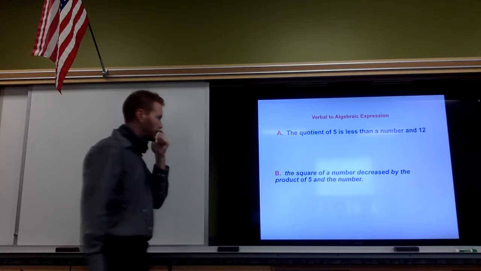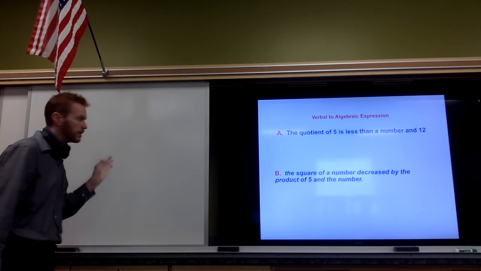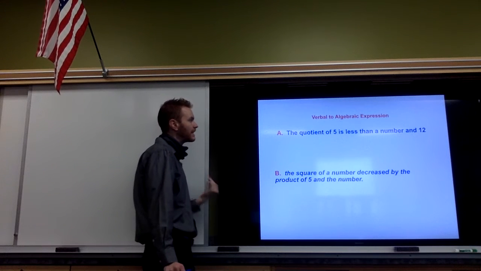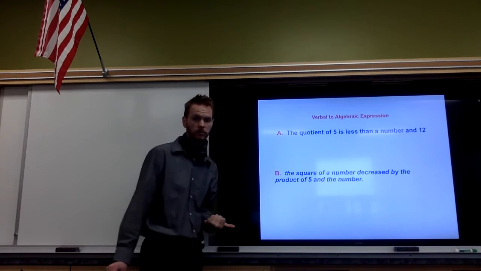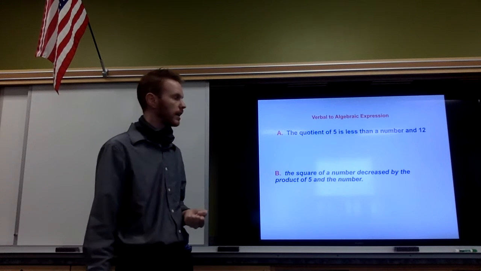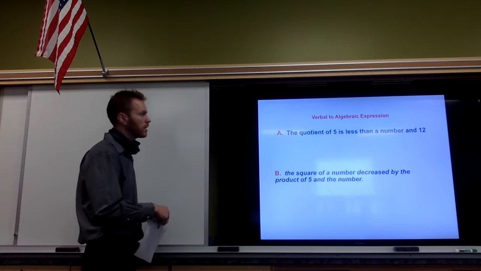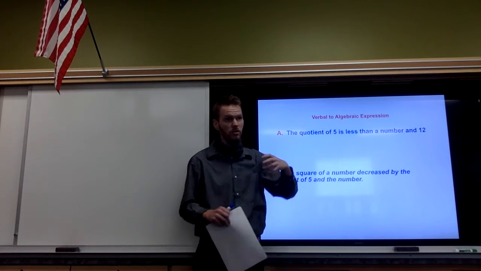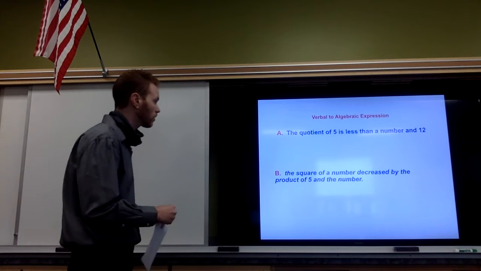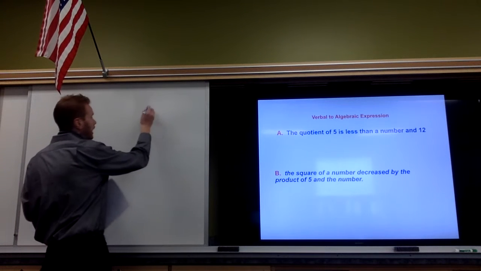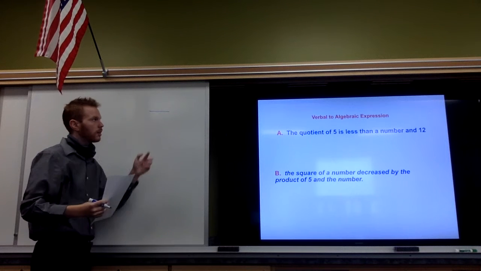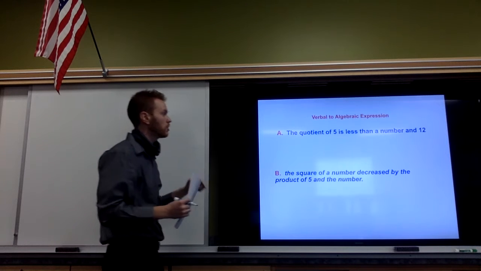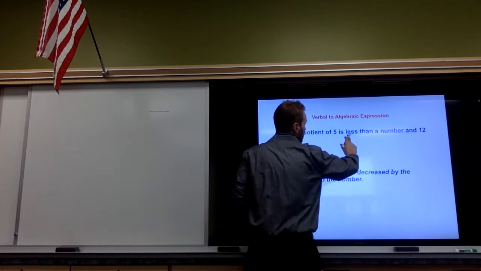We have A and B. We're going to go ahead and write this sentence into an algebraic expression. The quotient of 5 less than a number and 12. Think about that. How would I write that as an expression? Well, a big word that pops out is quotient. We're talking about a fraction. And right after the word quotient, whatever they list after that word is going to be in our numerator. So in the numerator, we have 5 less than a number.